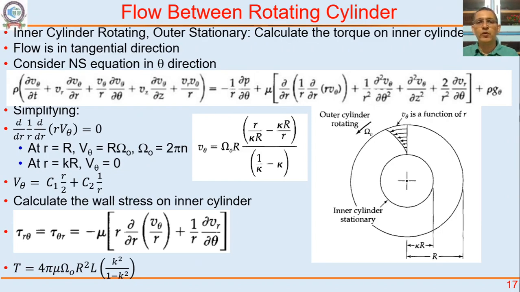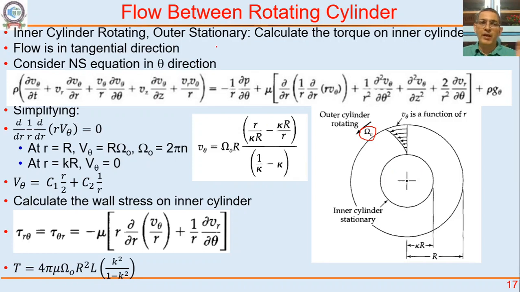One last example. Flow between two rotating cylinders. Imagine that there are two cylinders like this. There is an inner cylinder that's stationary, and there is an outer cylinder that is rotating. It's rotating in the anti-clockwise direction at a velocity omega naught. I wanted to find out what is the torque on the inner cylinder. There is a very important reason why we are finding out this torque. We'll talk about this in a while.